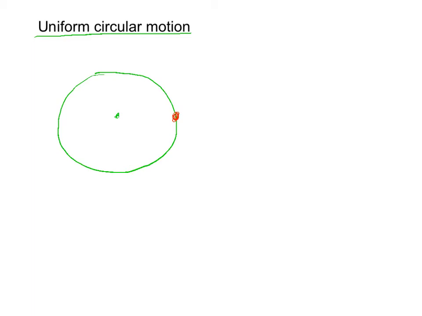There are a couple of things that are really important to define. This object is going to maintain a constant speed. It is going to stay at a constant radius r. So this is the radius r.